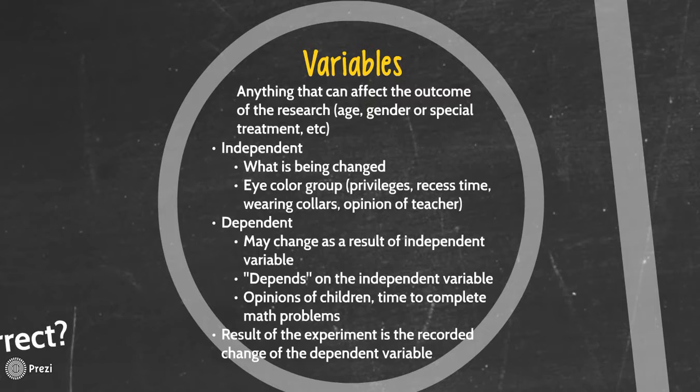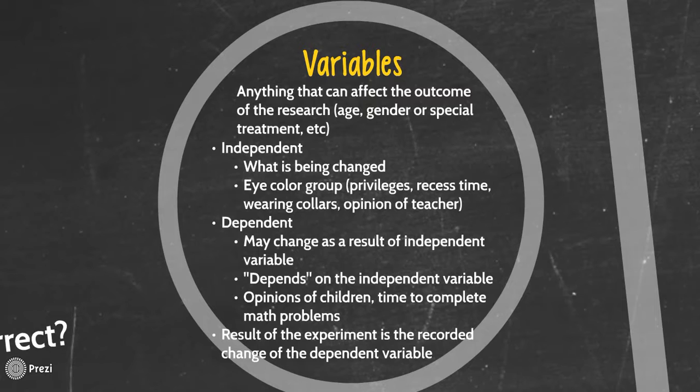Okay, so in this experiment, the independent variable is the thing that is being changed. It's what they're trying to figure out, is that going to affect anything? So the eye color grouping is the independent variable in this case, and the things that go with it. So things like the blue-eyed kids got extra recess time. That is part of the independent variable because that's what the researcher is changing. Her telling the kids that brown-eyed kids are stupid and the blue-eyed kids are smart.